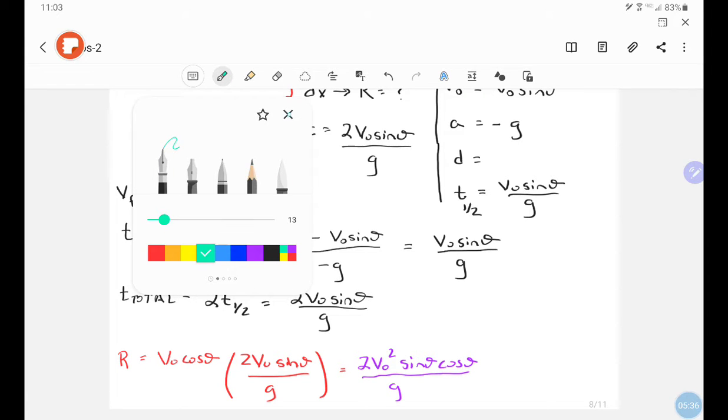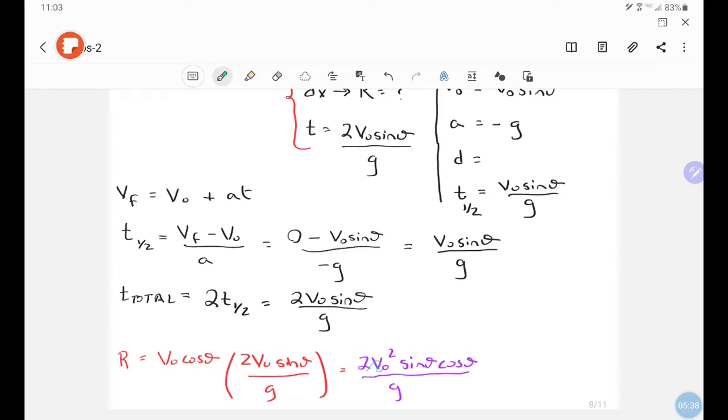But if we recall that 2 sine theta cosine theta is equal to sine 2 theta, we get the expression that we're looking for. So we want to recall that 2 sine theta cos theta is sine 2 theta. So we get V0 squared sine 2 theta over g.